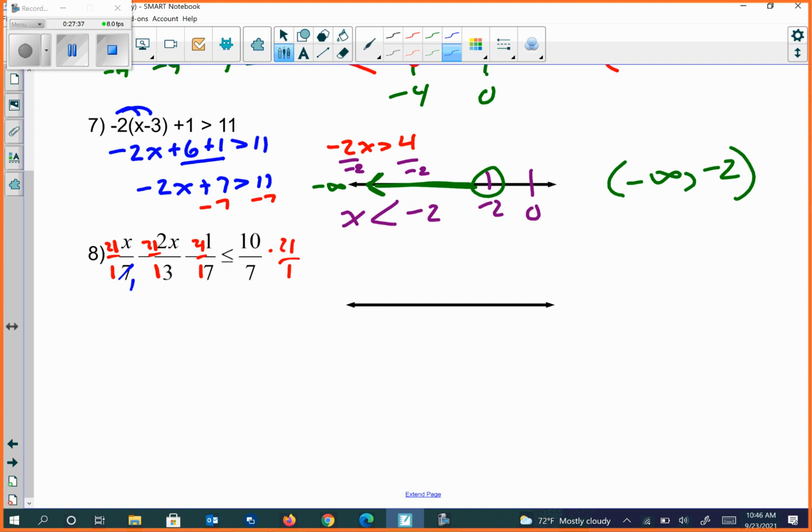So 7 goes into 21 how many times? 3. 3 times x is 3x. Subtraction sign comes along. 3 goes into 21 how many times? 7. 7 times 2x is 14x. Good. Subtraction sign comes along. 7 goes into 21 how many times? 3. 3 times 1 is 3, less than or equal to. Sign stays as is. 7 goes into 21 how many times? 3 times 10 is 30. Okay, let's just pause there for a minute. Do you agree with the math that we just did? Make sense?